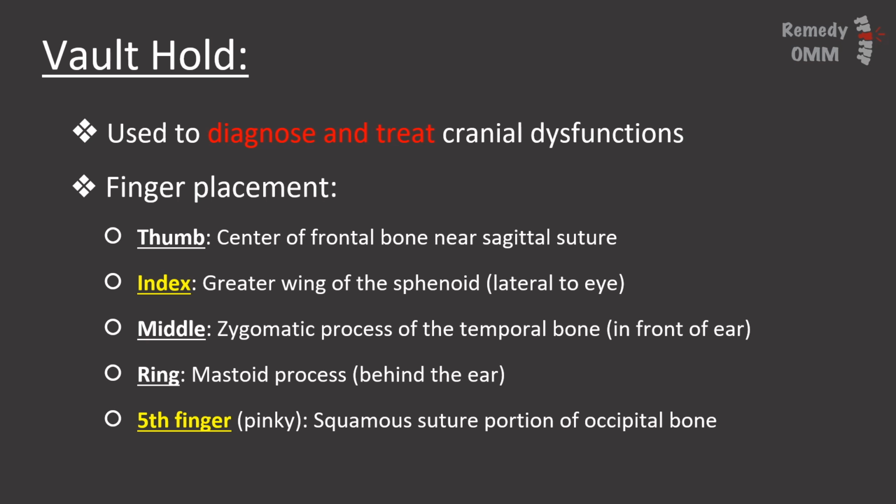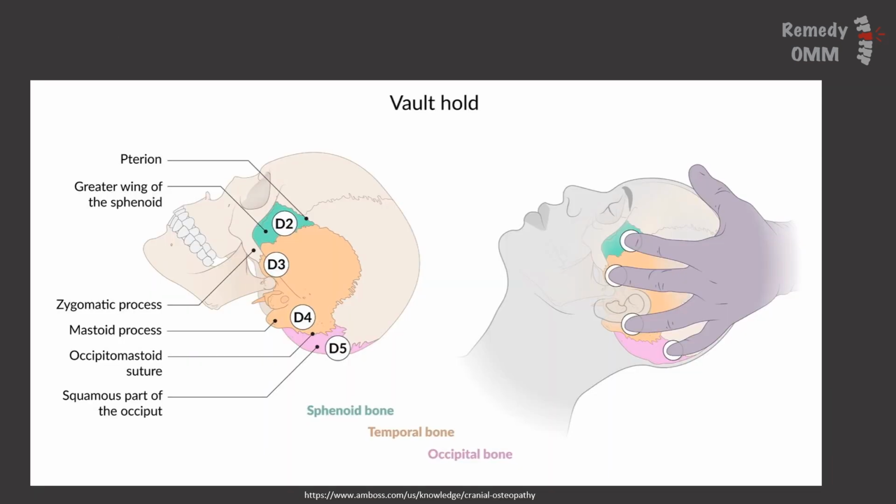You can diagnose cranial dysfunctions by comparing the landmarks on one side to the other. For example, if your index finger sits more superiorly on the left than the right, then that tells you that the greater wing of the sphenoid is more superior on the left side. This information, along with comparison of the other landmarks, will give you the diagnoses. In addition, sphenobasilar strains are treated with the vault hold technique, so knowing the vault hold is key to acing cranial board questions. Here's a visual of where the fingers go.